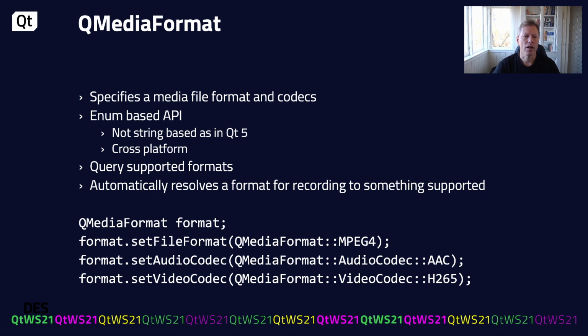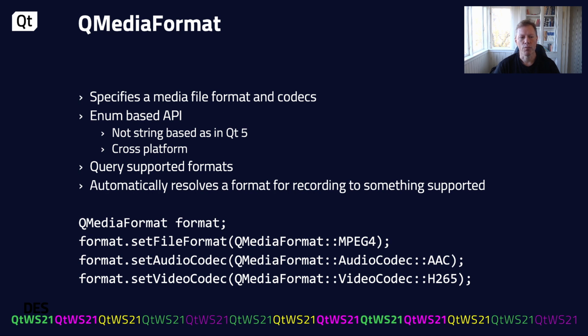QMediaFormat is a class that specifies basically the media file formats and the codecs to be used. It offers an enum-based API, not something that's string-based, and that's a larger change from Qt 5. The reason for that is that with an enum-based API, we can actually offer a nice cross-platform API. The API in Qt 5 was string-based, and the strings were very different between different platforms.